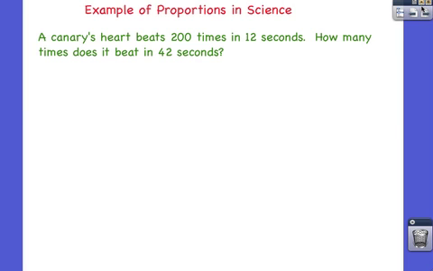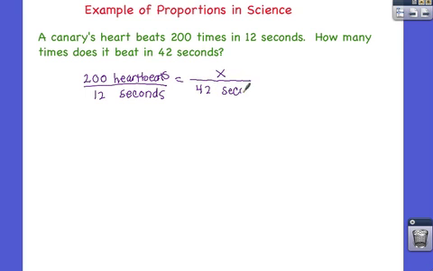Now for an example of proportions in science. A canary's heart beats 200 times in 12 seconds. How many times does it beat in 42 seconds? So we set up our proportion that there are 200 heartbeats in 12 seconds. And we want to know how many heartbeats there will be in 42 seconds.